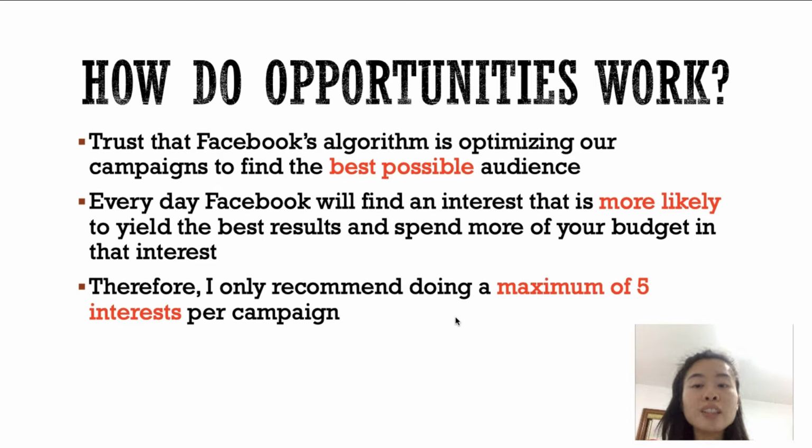We've got to first trust that Facebook's algorithm is optimizing our campaigns to find the best possible audience. Every day, Facebook will find an interest that is more likely to yield the best results and spend more of your budget in that interest. Therefore, I recommend doing a maximum of 5 interest keywords per campaign. You can do 3 interests, 4 interests, but I don't recommend going over 5 interest keywords.